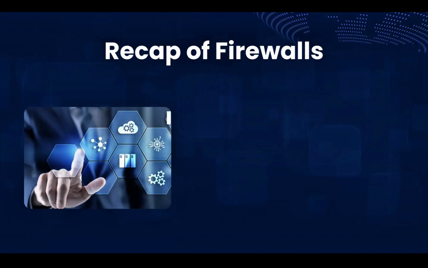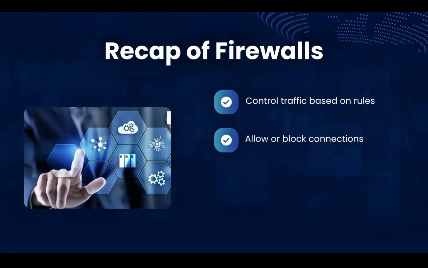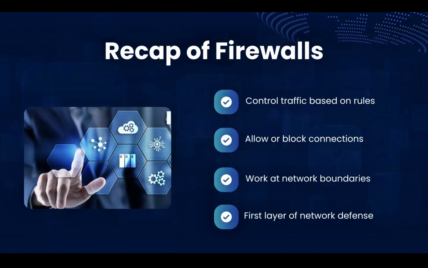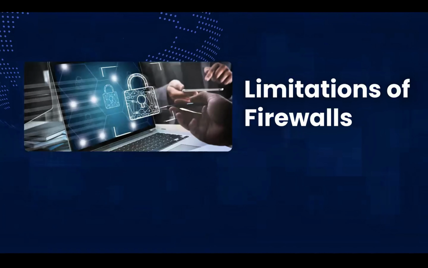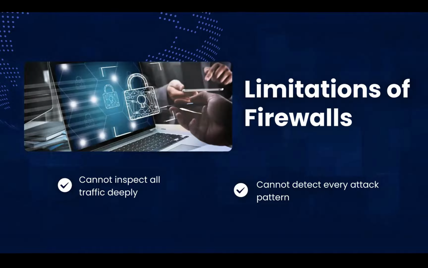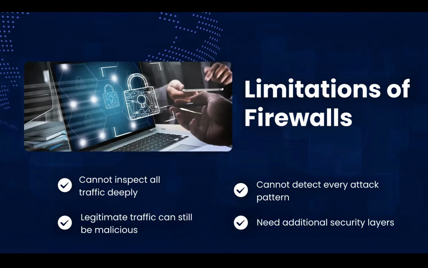Firewalls provide the first layer of defense. So we can say firewalls control traffic based on rules. They allow or block connections. They operate at network boundaries, and they form the first layer of network defense. Now, what are the limitations of firewalls? Firewalls have important gaps, and one of them is they cannot deeply inspect all traffic. Another one is they cannot detect every attack pattern. The next one is legitimate looking traffic can still be malicious. And lastly, additional security layers are always needed.